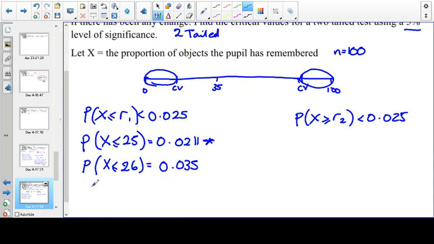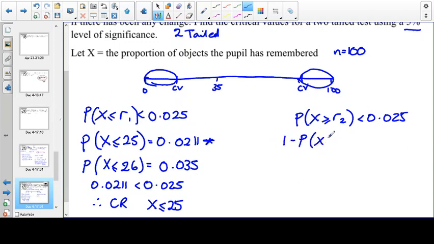So 0.0211 is less than 0.025, therefore the critical region is X less than or equal to 25. That's the easier one. This one, because it's greater than, we need to remember to do this. So we need to take one off.